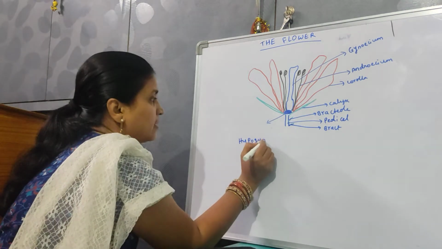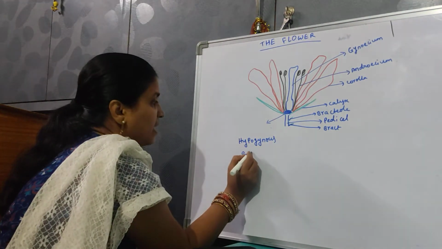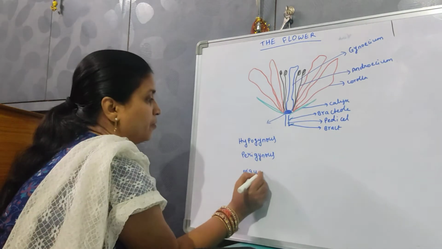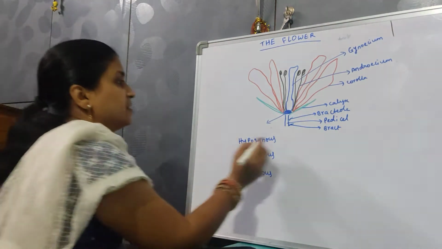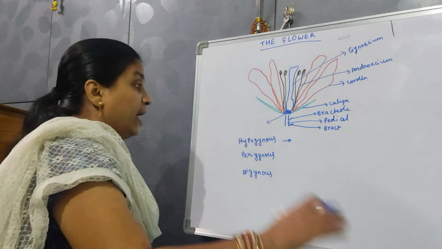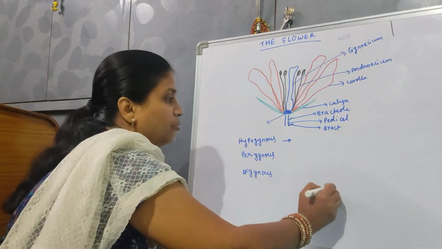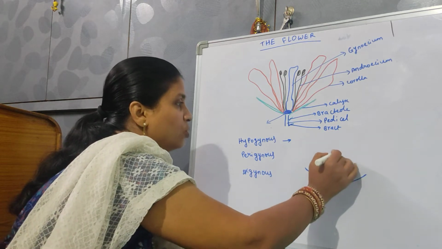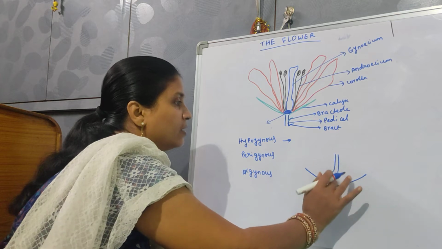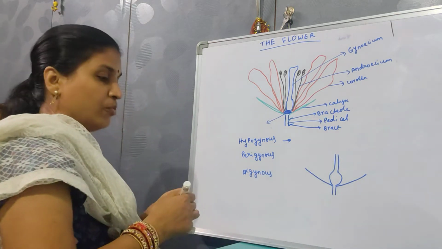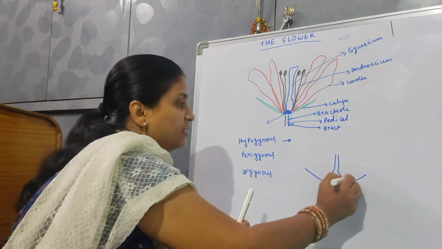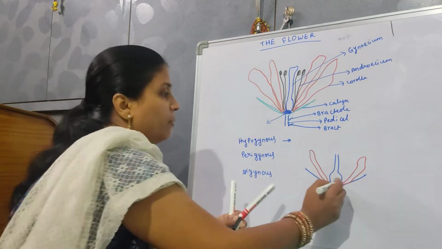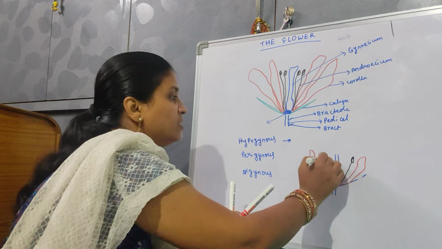Hypogynous, perigynous and epigynous. Epigynous flowers based on the position of the ovary. Here in a hypogynous flower, this is the ovary. From below the ovary, the sepals, the petals and the stamens are going to come, below this ovary.